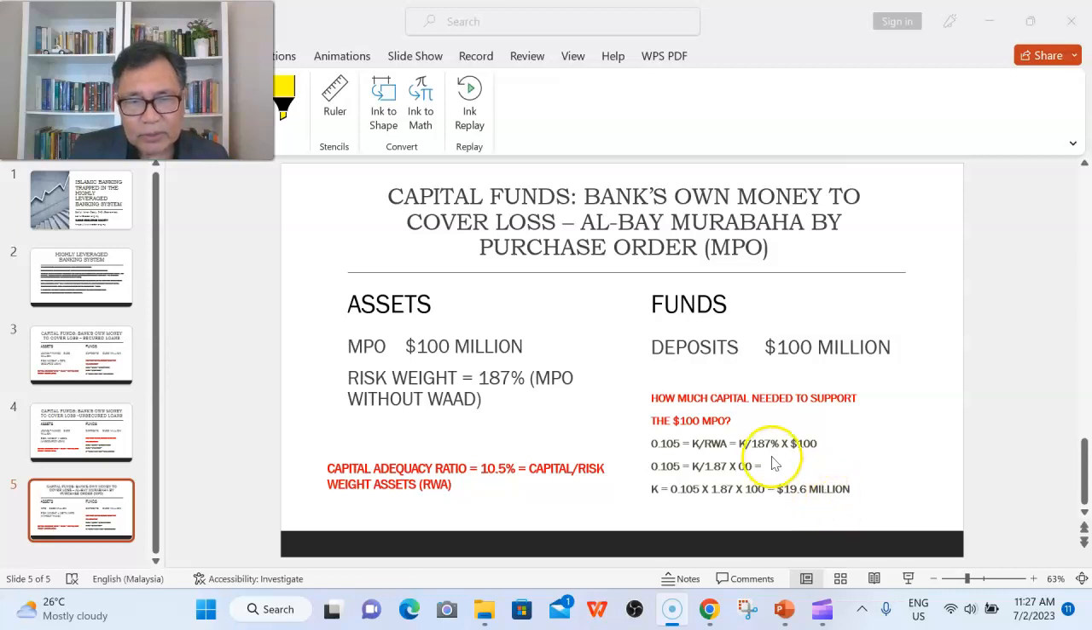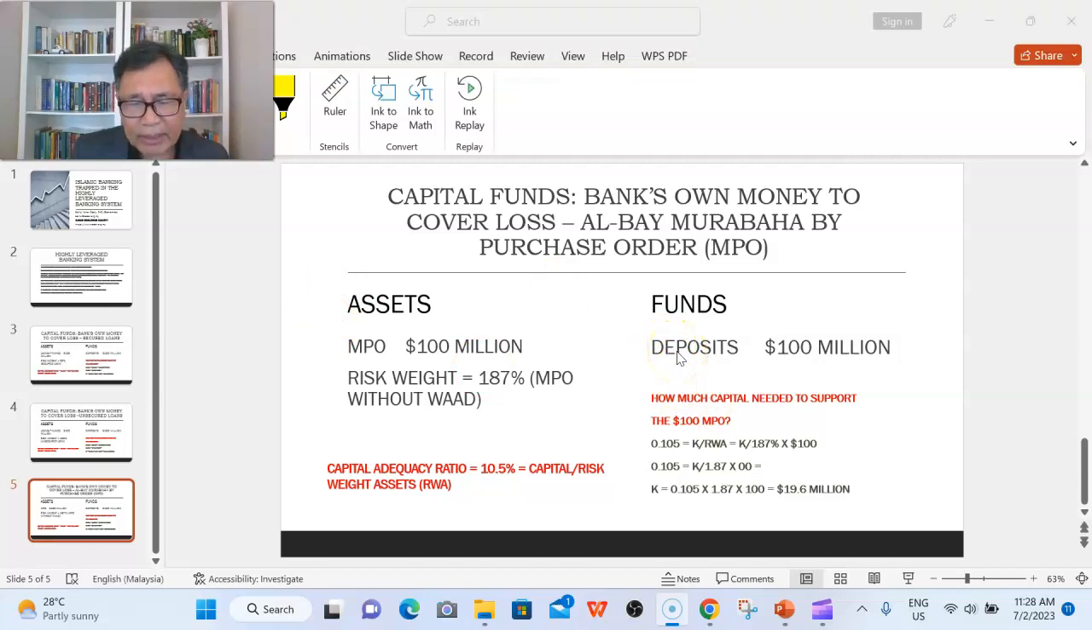So that is why the RW is raised by the central bank to 187%, and therefore the amount of capital needed to be held by the bank to support this exposure is very, very high, and that is the deal breaker for Islamic banking, because this is an awesome amount of capital that is very stressful for the Islamic bank to hold, and therefore we can see that doing sale under the pretext of MPO is not viable, simply because the bank is operating based on deposit fund. It is the deposit fund that is financing the MPO, and the depositors do not carry any risk.